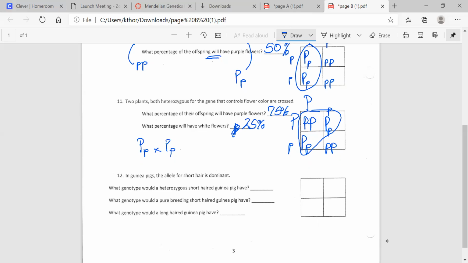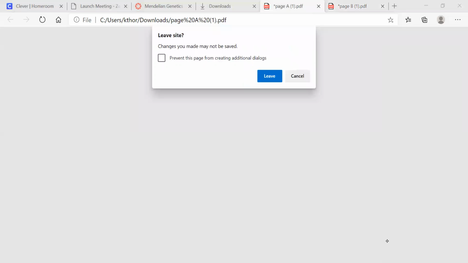Number 12, guinea pigs. The allele for short hair is dominant. Okay, so short, we'll have that. And long hair is recessive. What genotype would a heterozygous short-haired guinea pig have? Big H, little h, big allele, little allele. What genotype would a pure-breeding short-haired guinea pig have? That would be homozygous dominant. And what genotype would a long-haired guinea pig have? That would be homozygous recessive. There's really nothing that you need to do with the Punnett Square, so don't worry about that. Okay, that is page 2. Let's move on.